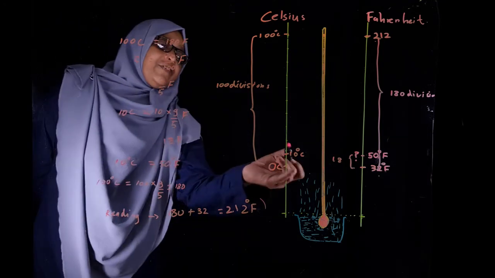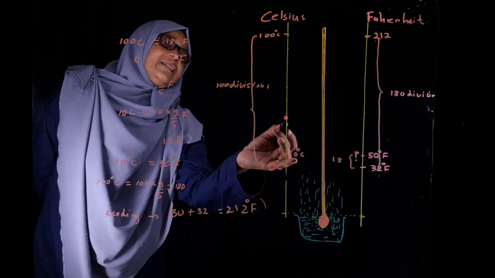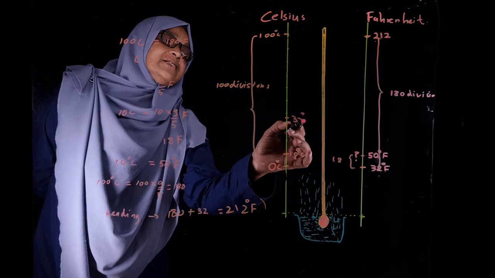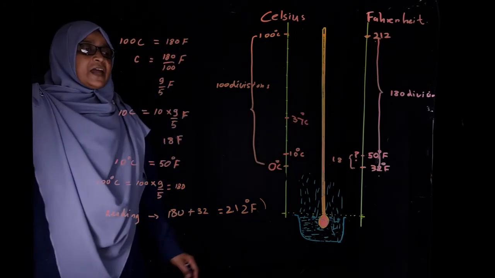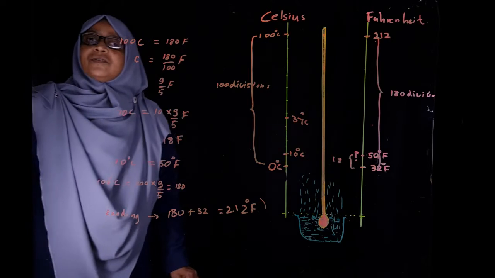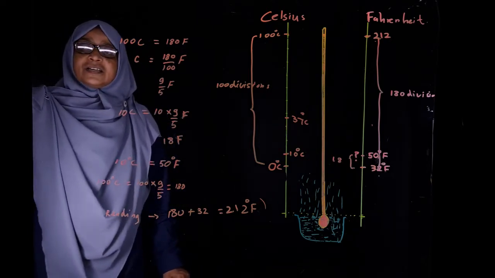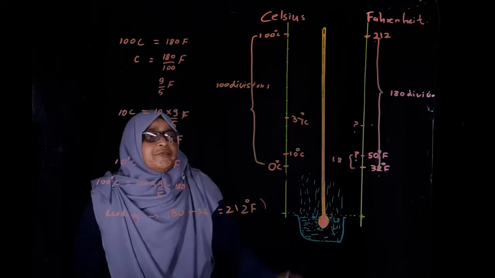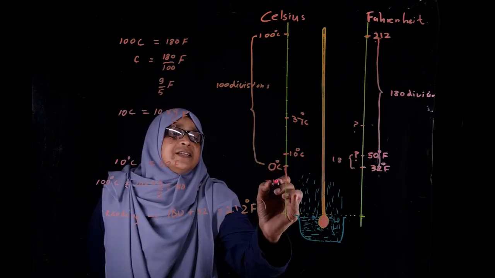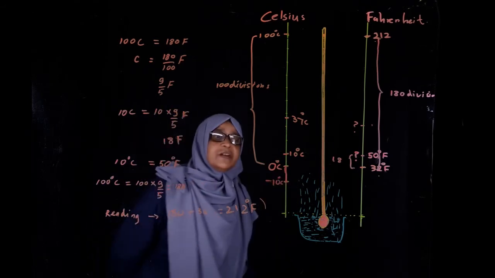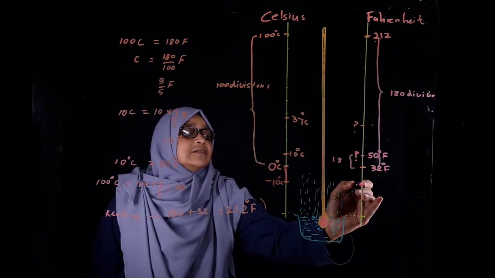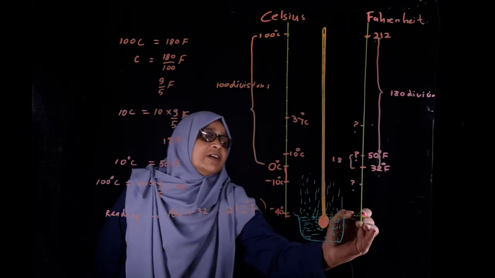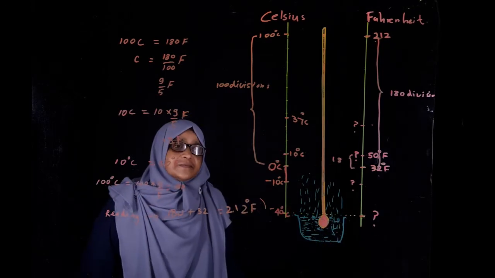Okay, now it is 10, 20, 30, 37. 37 degrees Celsius can be converted into Fahrenheit to find out our body temperature. You do that. If it is minus 10 degrees Celsius, what will it be in Fahrenheit? If it is minus 40 degrees Celsius, what will it be in Fahrenheit?